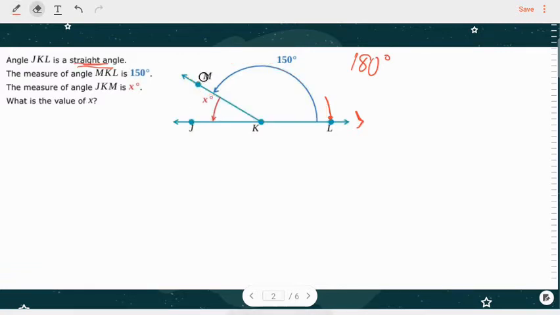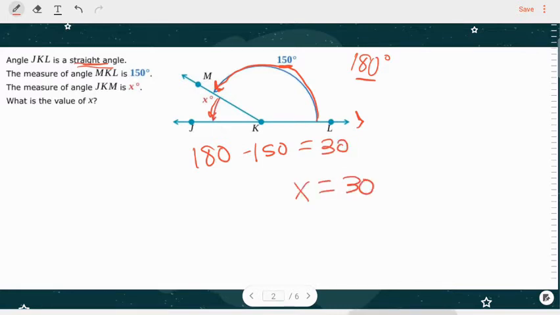If it tells me that part of the way over of that 180 degrees is 150 degrees, then what is that remaining amount to get from 150 to a total of 180? So remember, all I do is I take 180, subtract what I know so far, and get 30. So x is equal to 30 degrees.